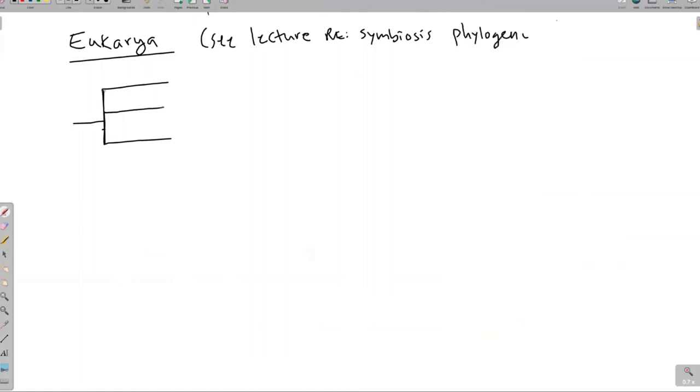Symbiosis phylogeny. I'm just going to draw a little bit of it here. So this is in Eukarya to show the origin of chloroplasts, the secondary origin. So Archaeplastida, as mentioned before, which are the land plants, green algae, red algae, glaucophytes. They're the ones whose chloroplasts came from the primary endosymbiosis of the cyanobacterium, as we talked about before.